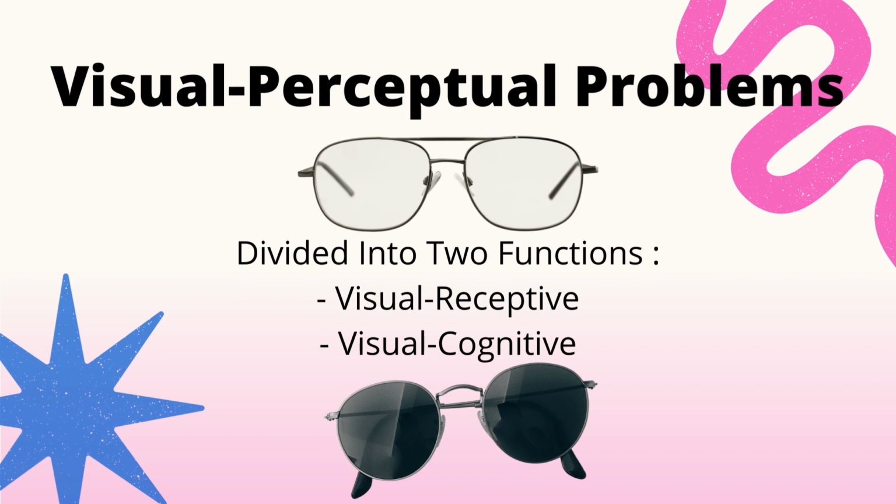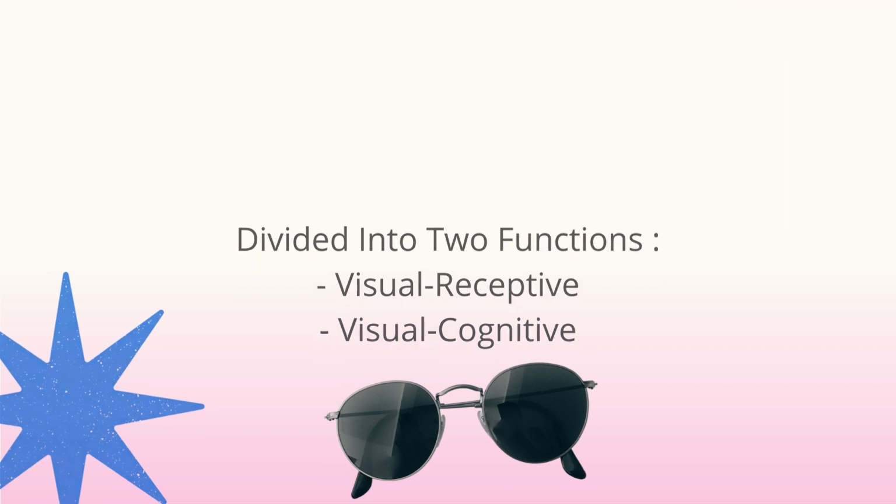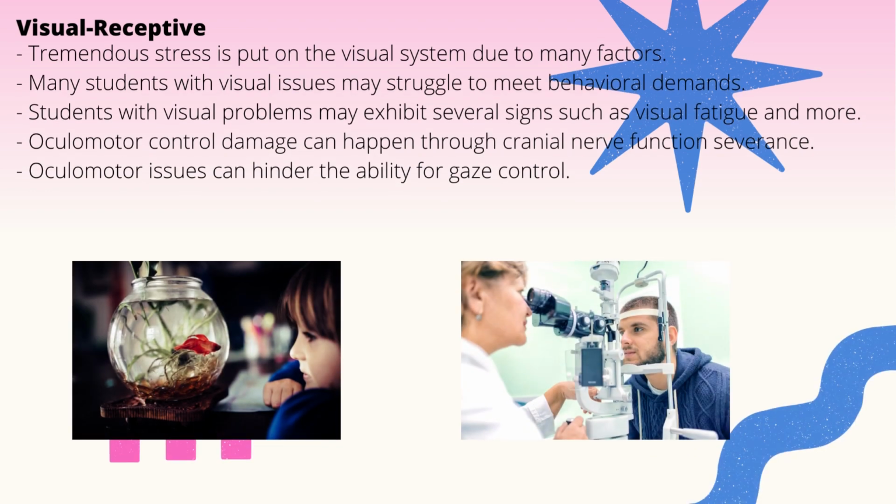Now proceeding with visual perceptual problems. Visual perceptual functions are divided into two functions as well, receptive and cognitive. Now let's begin with visual receptive issues. Tremendous stress is put on the visual system for many reasons, such as working at near point visual tasks, such as reading for long hours or writing for very long by looking closely.